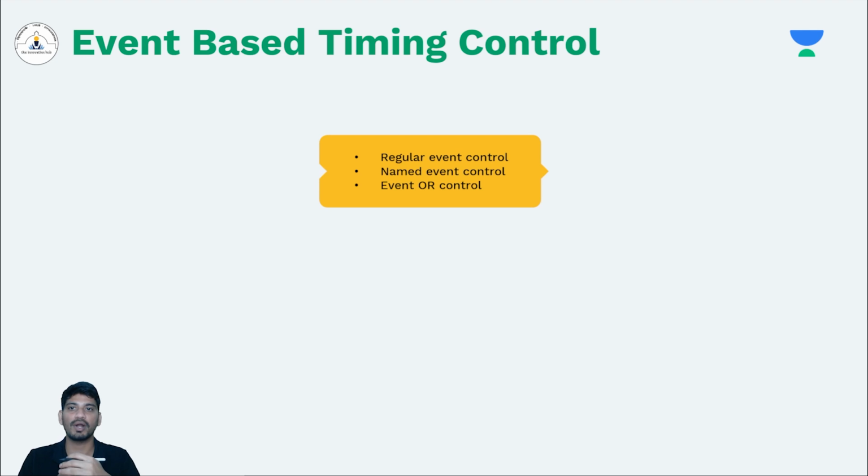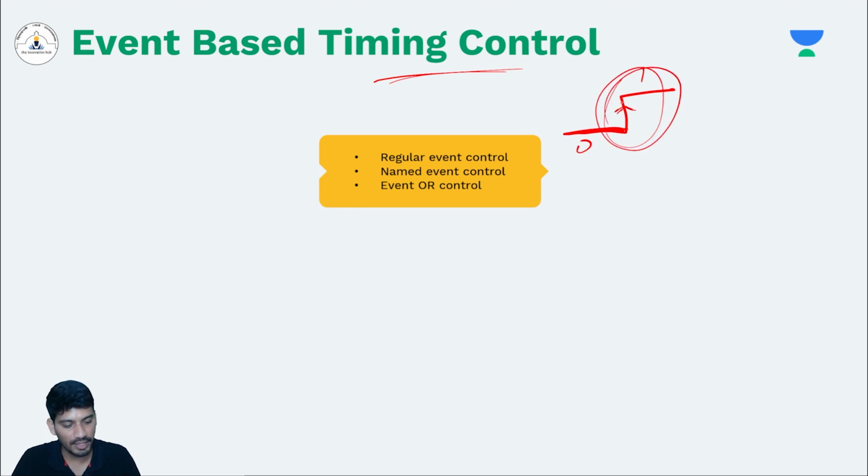First of all, we'll see what is an event. An event is a change in the value of either a register or a net. If the value of a register or a wire or net is changing from one logic to another logic, that is called an event. Either it can be an edge or it can be a level, like changing from 0 to 1.